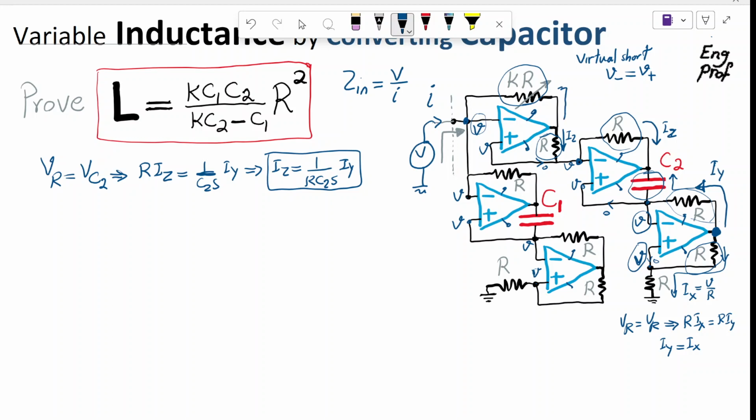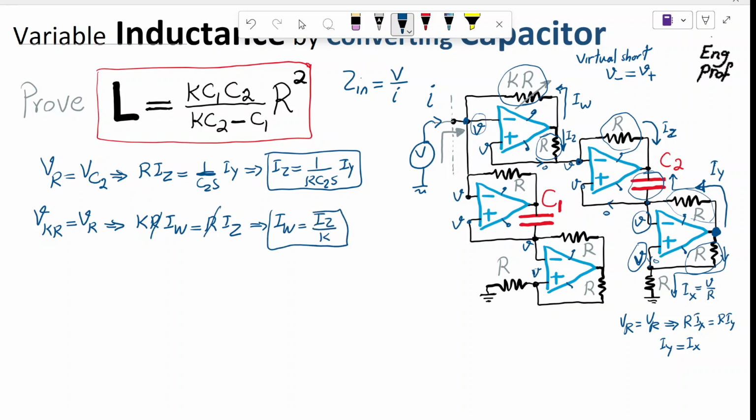So if there is this current IW, then I can say the voltage across KR should be equal to the voltage across R, which means KR IW equals R I2, IZ, and therefore as a result I can say IW equals IZ divided by K. Okay, great. So let's name this 1, let's name this 2.